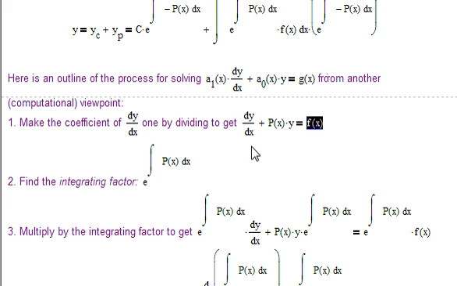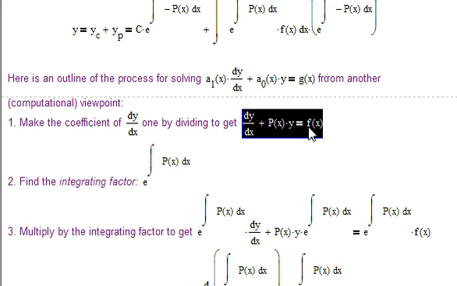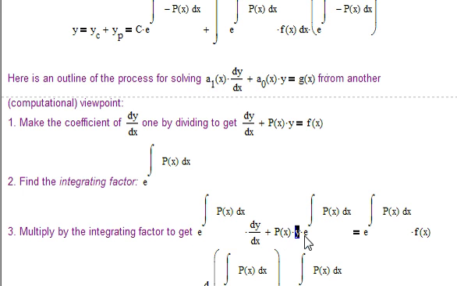Then we will find what's called the integrating factor, e to the integral p of x dx. That is the integrating factor. And then what we do is multiply both sides of this equation by the integrating factor: e to the integral p of x dx times dy/dx plus p of x times y times e to the integral p of x dx equals e to the integral p of x dx times f of x.